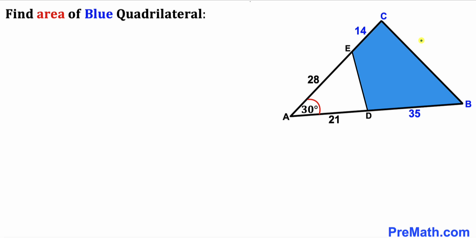In this video, we have this triangle ABC that has been partitioned into two compartments, as you can see in this diagram. Moreover, this line segment AD is 21 units, whereas this line segment is 28 units, along with this 30 degrees in between them. Furthermore, this line segment DB is 35, whereas this line segment EC is 14. And now we are going to calculate the area of this blue shaded quadrilateral.